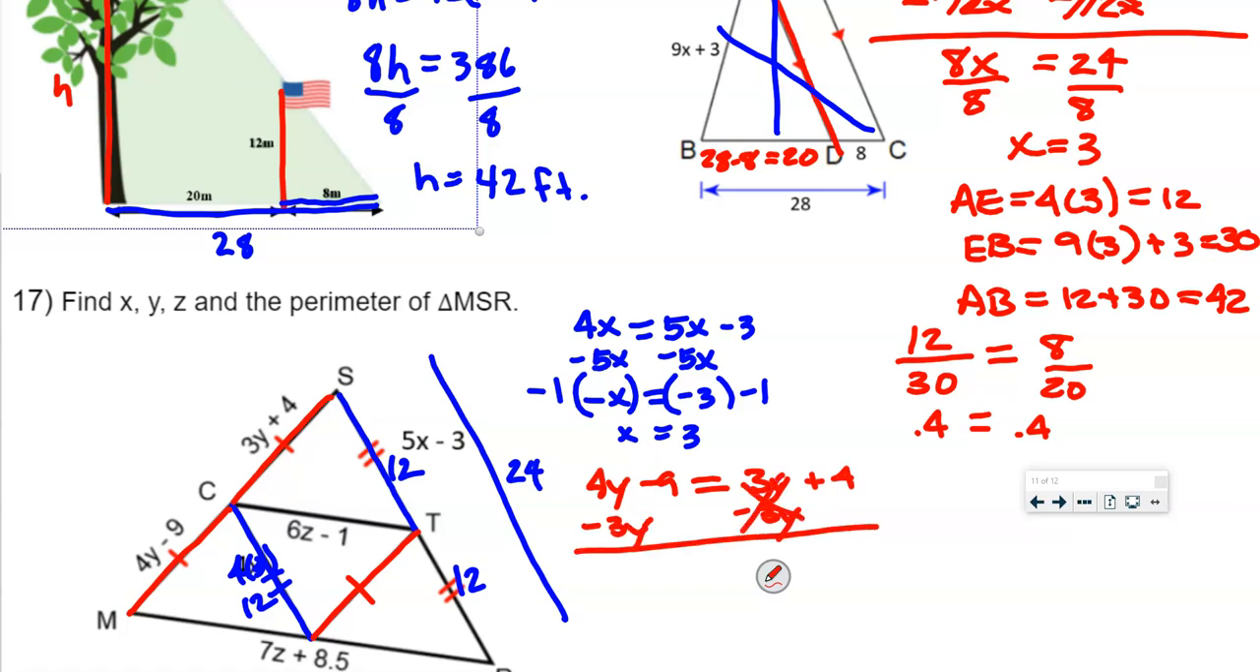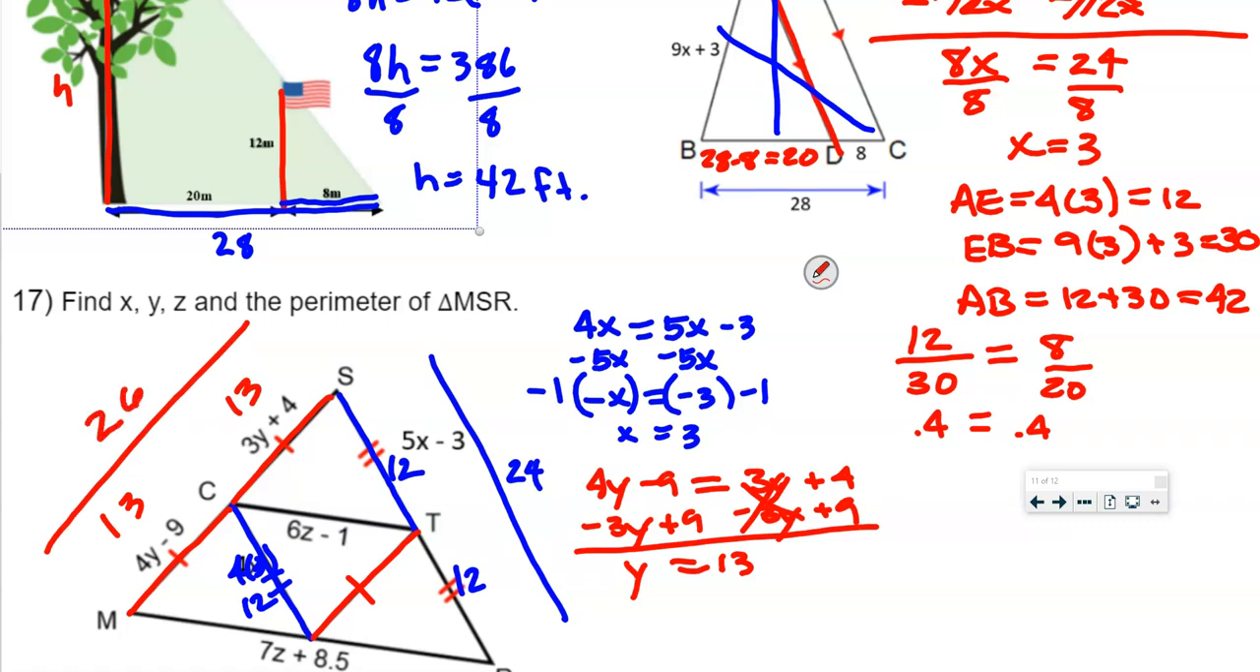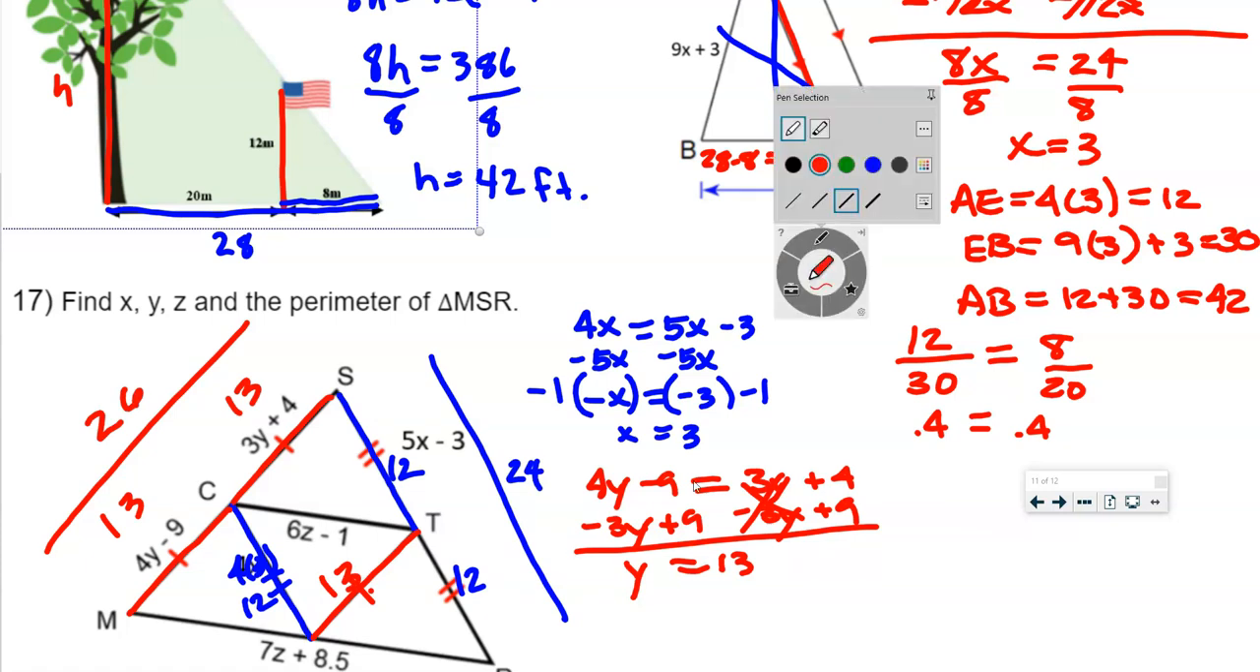So that's gone from there, and that's going to give us y. We're going to add 9 to both sides. So that's going to be 13. Okay, so that means this is 13 and this is 13, which means that whole length is 26, right? And this also right here is 13. Okay, we got one more side, right? A z. Okay, so let's find our z.